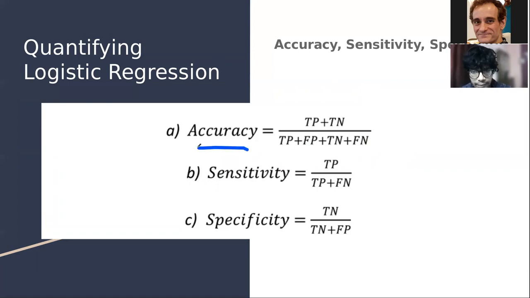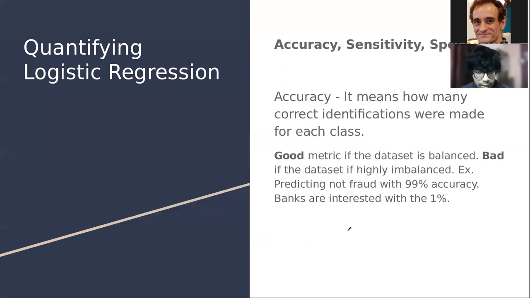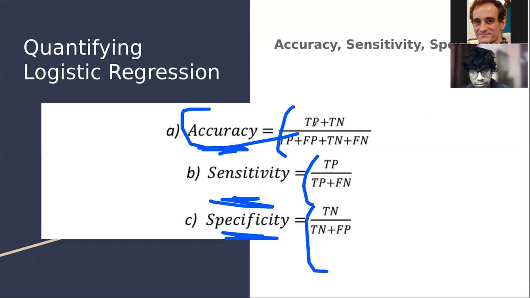So what is accuracy, what is sensitivity, and what is specificity? That is more of a concern to me. But yes, you must remember the formulas from an exam point of view, interview point of view, anything. But when to use it? It means the number of correct identifications for each class. So you have true positives and true negatives for each class.